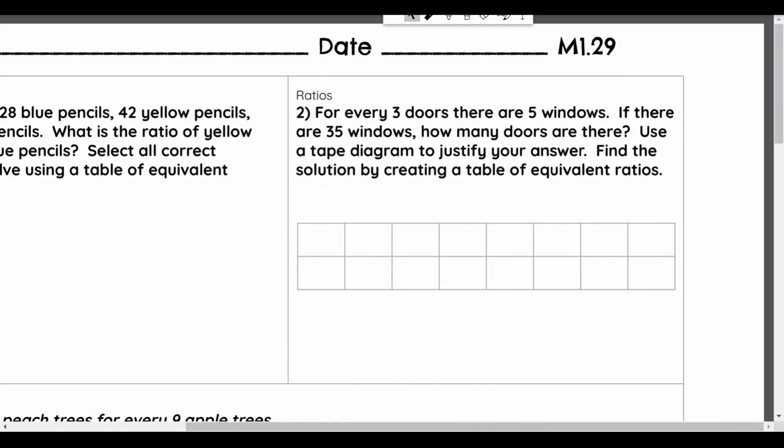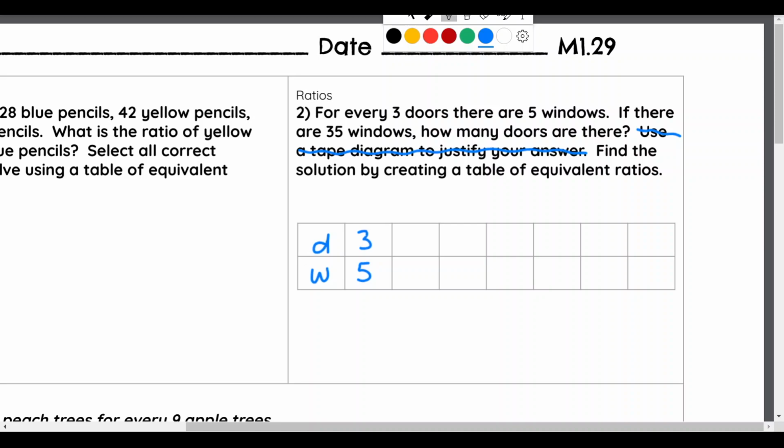Looking at number 2. For every 3 doors, there are 5 windows. If there are 35 windows, how many doors are there? And I am supposed to use, got a typo there. Going to use a table to find the solution. So we've got doors and windows. For 3 doors, there are 5 windows.